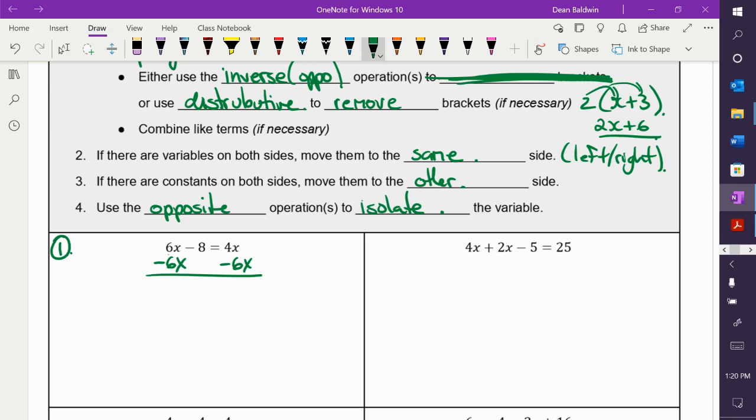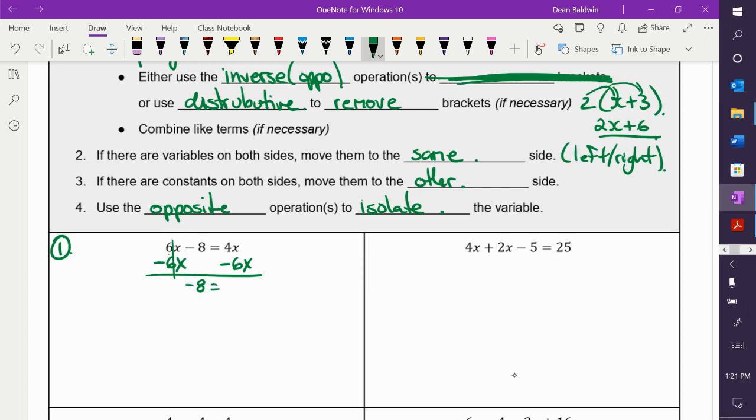So 6x minus 6x is what? 0 x's. So they're gone. It is. So you're left with the -8 because you haven't done anything to that. Okay? Those are gone. What's 4x minus 6x?